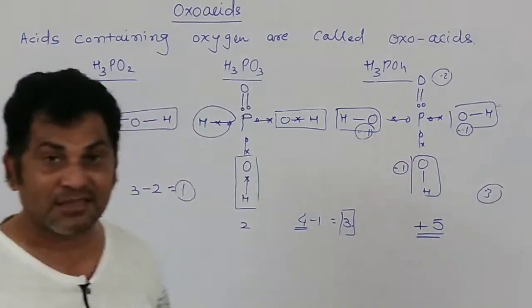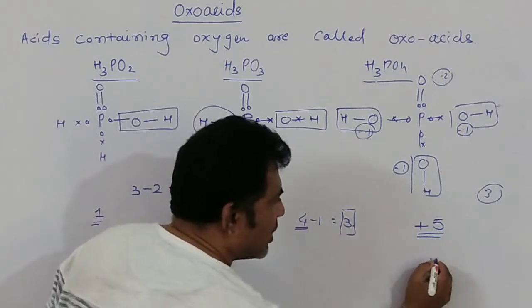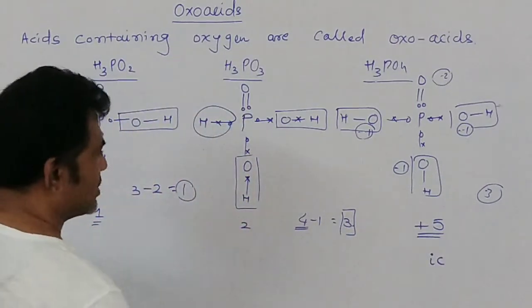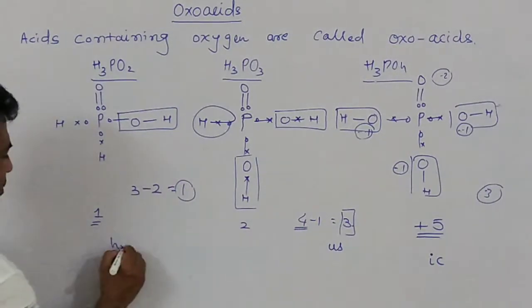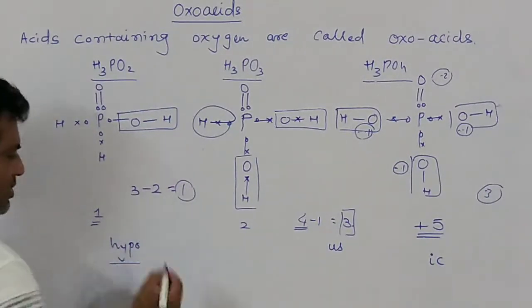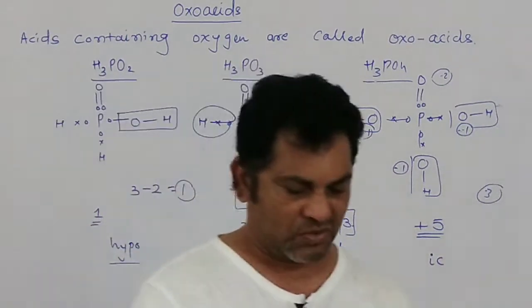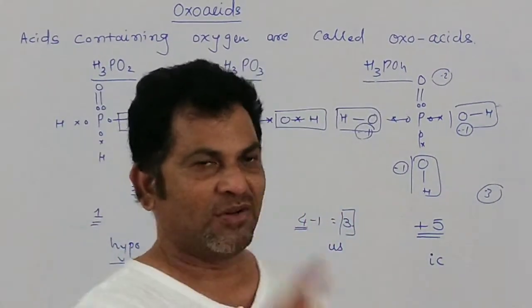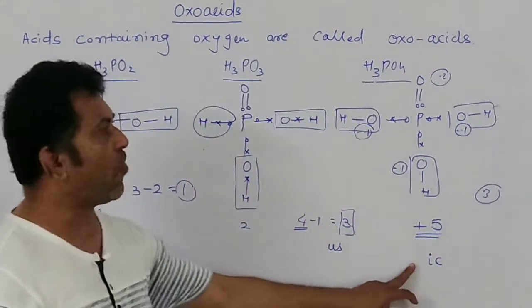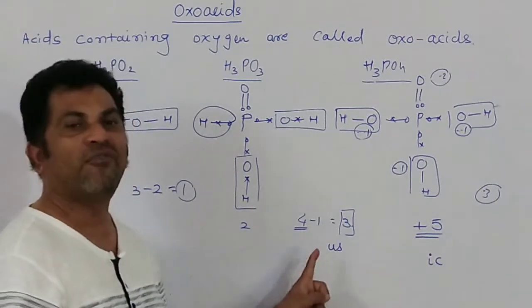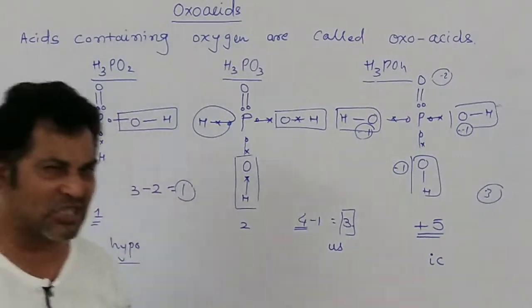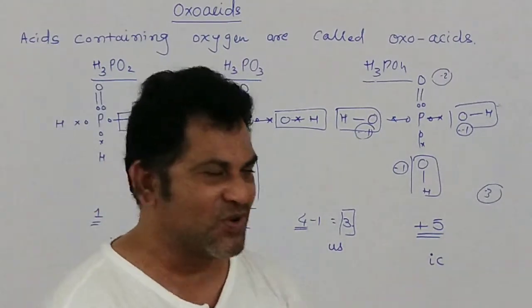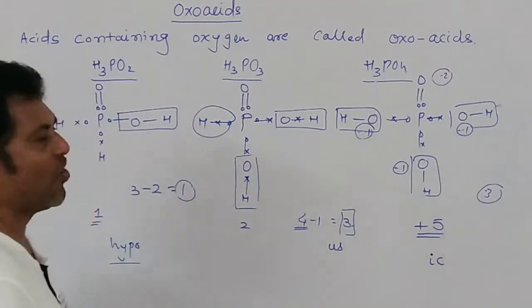Now which one is highest? This one is highest, so we add "ic". In the second highest we add "ous", and for the lowest we add the prefix "hypo". So the names are phosphoric acid, phosphorus acid, hypophosphorus acid. That's all. Hope that you understand the names of these.